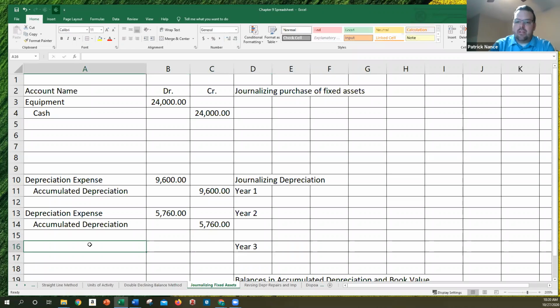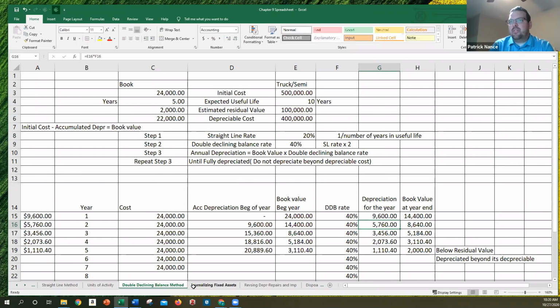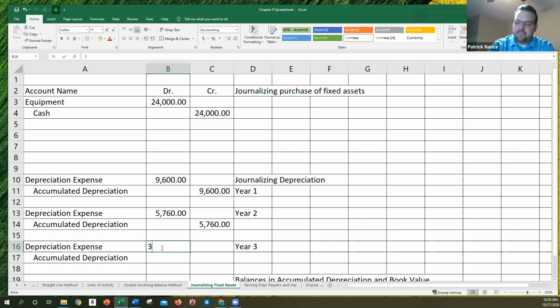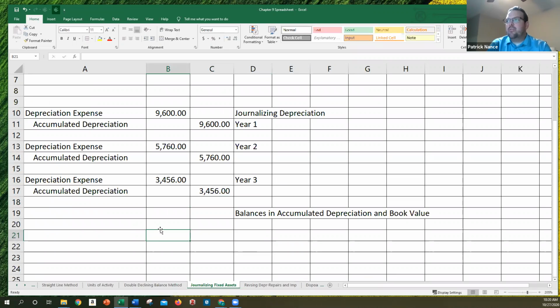We'll do year 3 as well. But it is the same entry, just a different dollar amount because we're using double declining balance. Remember, if this were a straight line, these would all be the same unless we had a partial year. So this one is 3,456. Now I want to show you some interesting things, just things you need to know for later in this chapter. After year 3, can you find the book value of this asset?